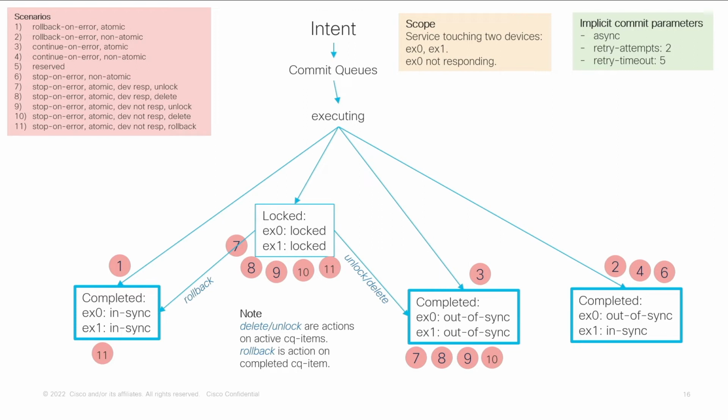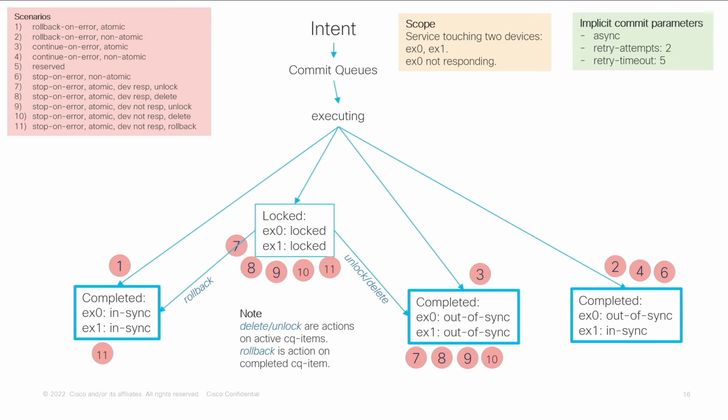And as I said before, how this behaves is, I would say, important when you actually have problems in your network. So the scope of this is that the service is touching 2 devices and one is not responding. That will cause an error, and depending on the commit queue flags, NSO will behave accordingly. And I have some retry time set to 2 and retry timeout to 5, so we get some context on the time scale.